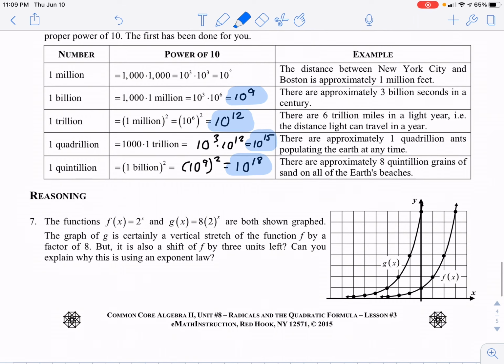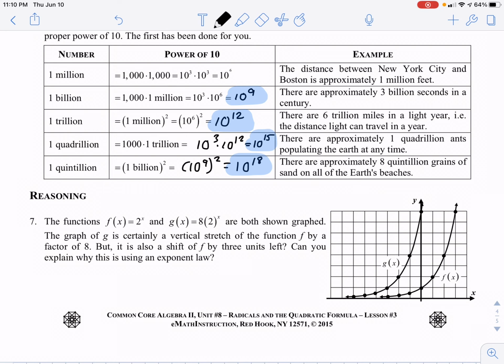Part 7. The functions f of x equal to 2 to the x power, that would be this function right here, and g of x equal to 8 times 2 to the x power, that's this function here, are both graphed. The graph of g is certainly a vertical stretch. In other words, it certainly looks like a taller version of this graph. And it is. But it's also a shift of f 3 units to the left.